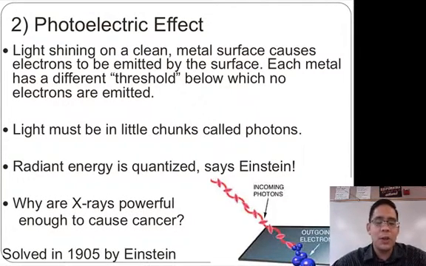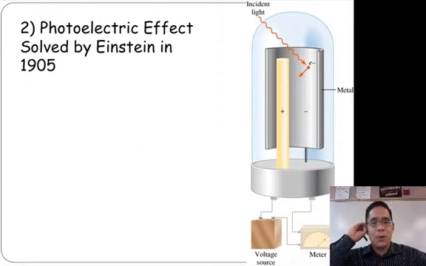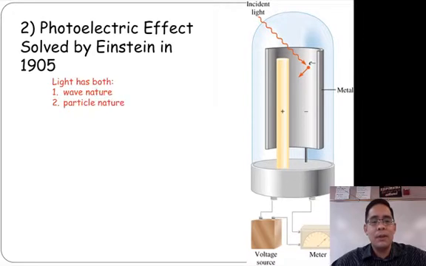So then the question is, why are X-rays powerful enough to cause cancer? Well, it's because they have the ability to remove electrons from your DNA. If you remove electrons from your DNA, you wind up changing its chemical structure. And if you change the chemical structure, as I said in class, you wind up having issues of mutations. Mutations that create proteins that are not safe for your body are the cancers. And of course, he solved this back in 1905.